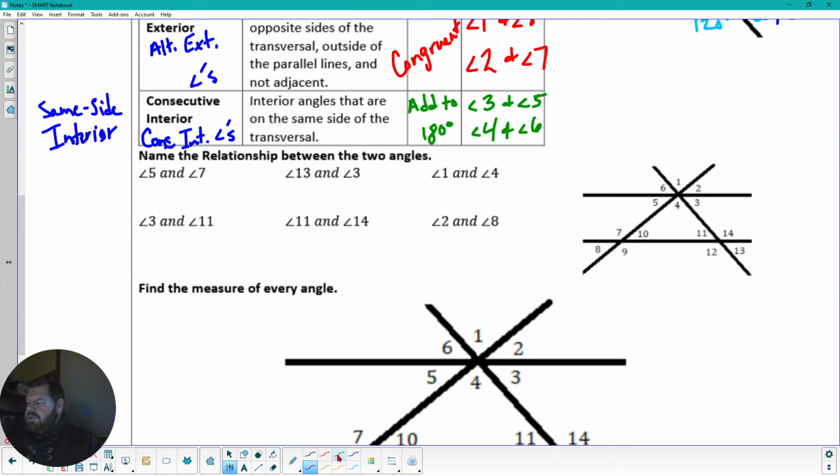Okay. So now I want to name the relationship between the 2 angles, mainly focusing on the ones that we have up above. There may be a couple, hint, hint, that are from last unit that we never want to forget because they show up that often. So the first one we have is angle 5 and angle 7. If I look at the parallel lines here and this transversal, 5 and 7 are both interior and they're on the same side of the transversal. So they are consecutive interior angles.